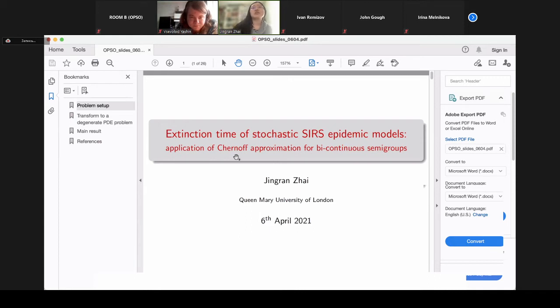So the structure of my talk is as follows. We will first introduce the epidemic model we're going to work with and the definition of the extinction time problem and its epidemiological motivation. And next, we want to show how we can transform the extinction time problem to a degenerate PDE problem. And lastly, we introduce the concept of bicontinuous semigroup and give our main result.